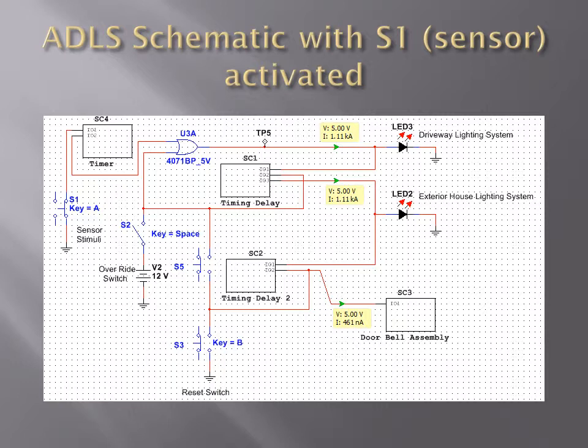This simulates a passing vehicle, and the timing circuit SC4 is activated and LED 3 lights up, which represents the driveway lighting. LED 2 is also activated, simulating the home's exterior lighting system being activated. Activation of SC3, after a slight delay, simulates the activation of the home's doorbell assembly, which announces the approach of a vehicle. The lights would shut off one by one after a time as the vehicle passes by.